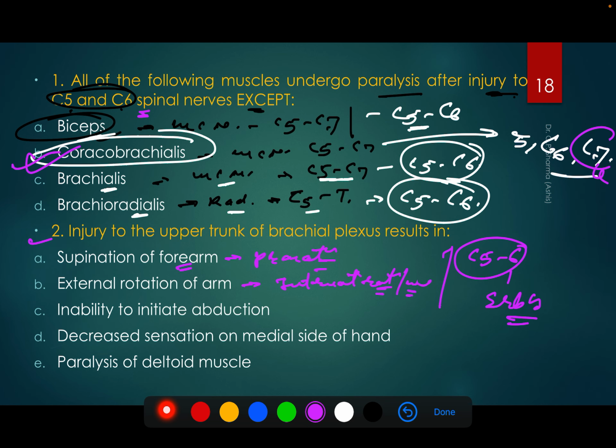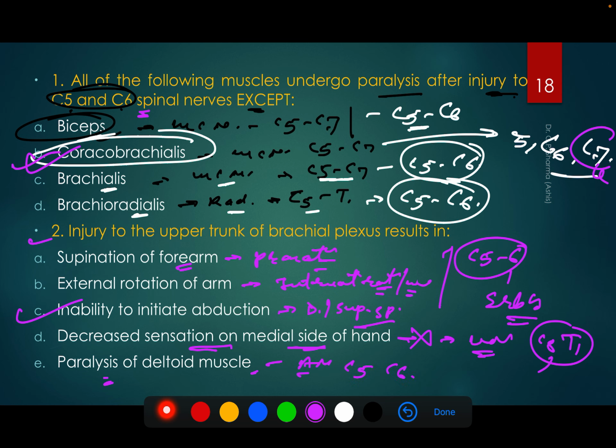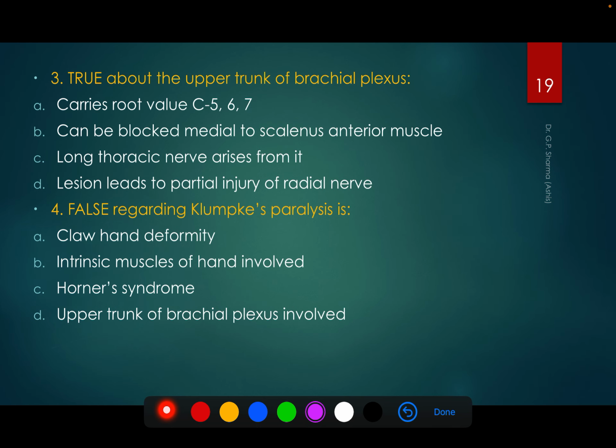And inability to initiate the abduction, that is true because it is involving my deltoid muscle and supraspinatus muscle, right? So that should be true. And decreased sensation on medial side of the hand, that is not true. That is by the ulnar nerve, and ulnar nerve is C8 and T1, not C5, C6. Paralysis of the deltoid muscle, that should be true because it is involving the axillary nerve, right? So that is C5 and C6. So the answer should be C and E.